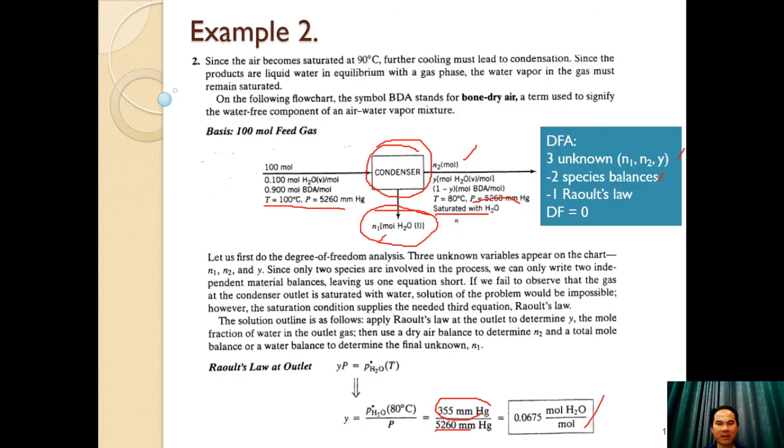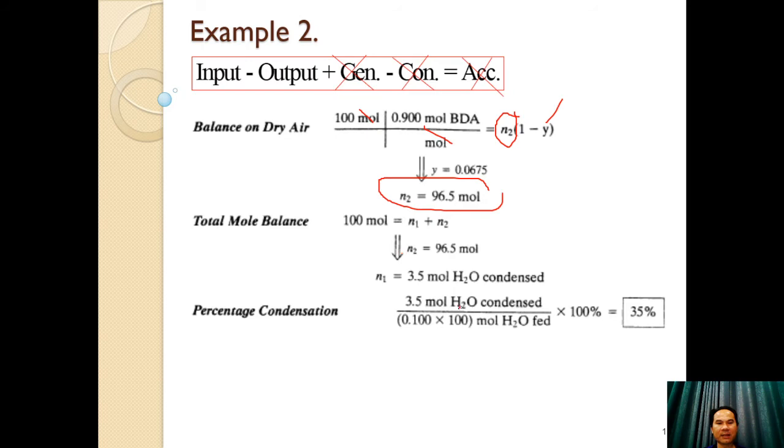The total mole balance: we have one input, 100 mole, equal to N1 plus N2. You know N2 already, so you can solve for N1. N1 is the mole of water content. And for the percentage condensation, the water content is 3.5 mole.